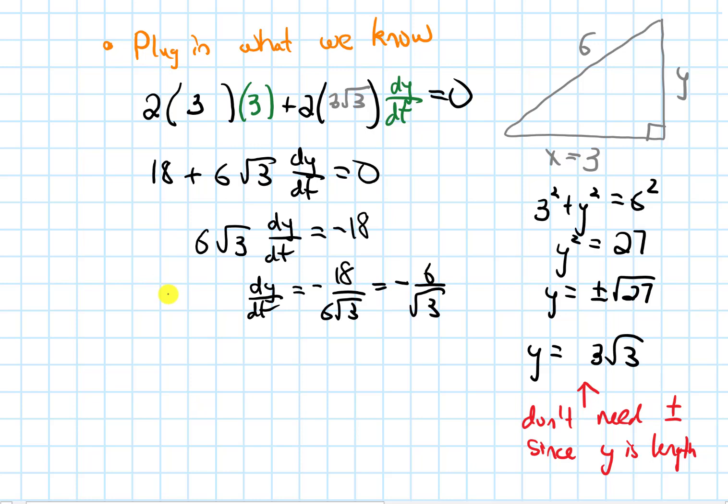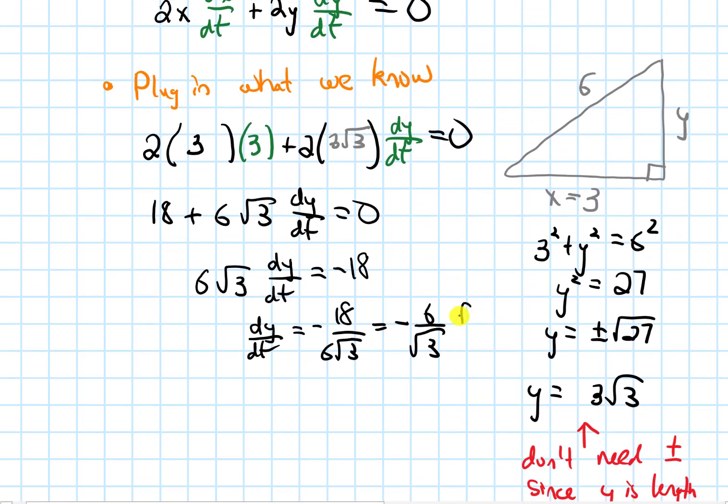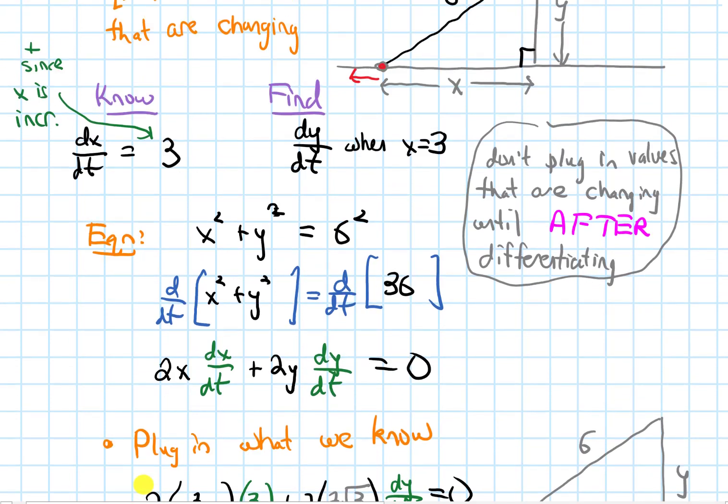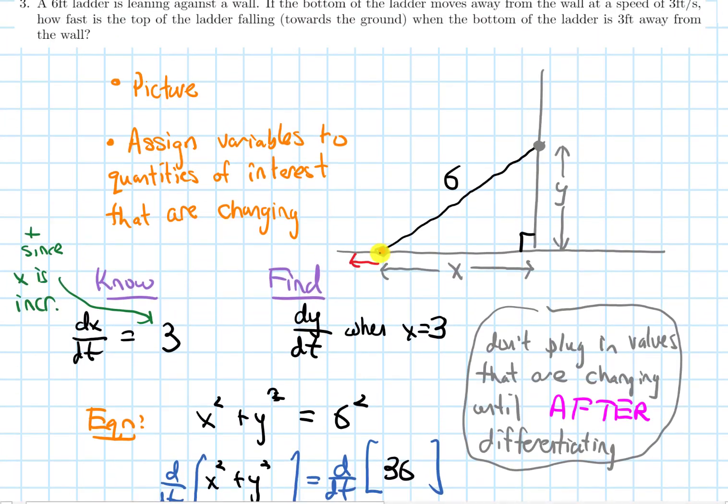And the units of y, of the lengths in this problem, were feet, and the units of t on the bottom, of time, were seconds in this question. So that's the rate at which y is changing. It's changing at negative 6 over root 3 feet per second. The fact that we got a negative value here tells me that y is decreasing. And conceptually that makes sense, because if the bottom of the ladder is moving out away from the wall, we'd expect the top of the ladder to move down.